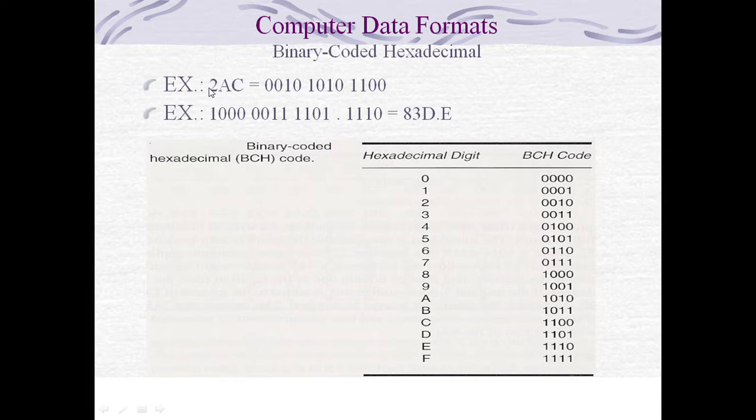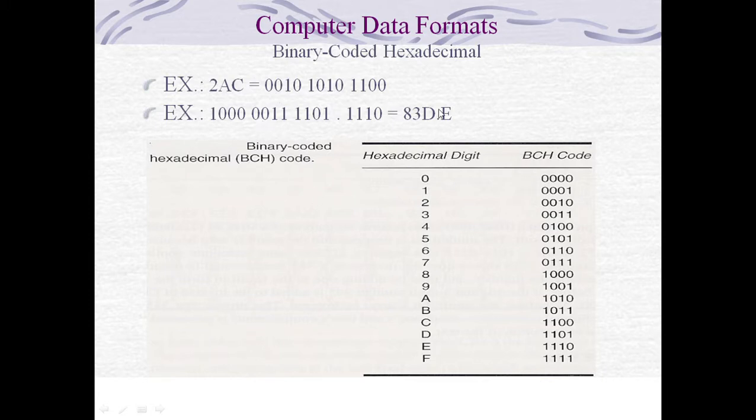Here are some examples. For example, this is a number given in the hexadecimal system. Each digit belongs to the hexadecimal system: 2AC. So just get the BCH code for 2, which is 0010, for A, which is 1010, for C, which is 1100. So this is the binary representation of the hexadecimal number using BCH code. So a number represented in the hexadecimal can directly be represented as binary bits using this table.